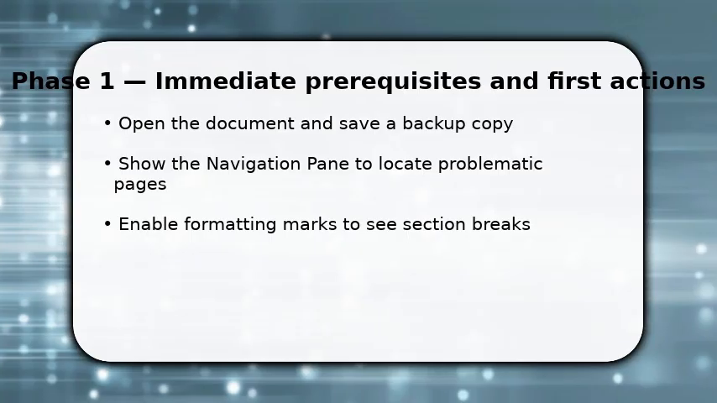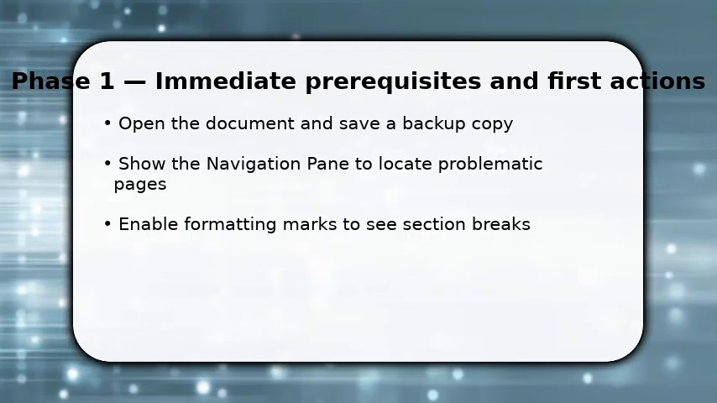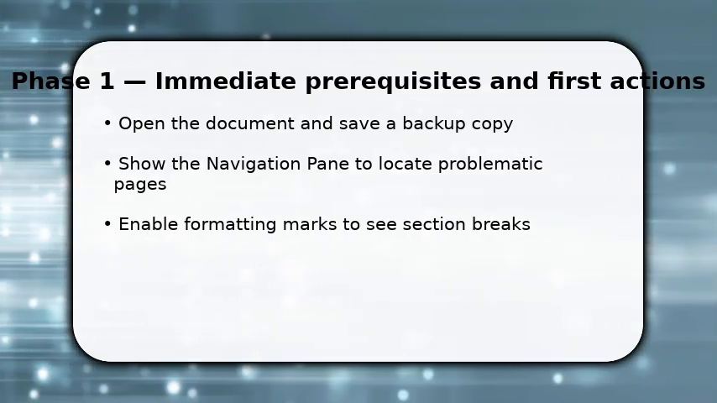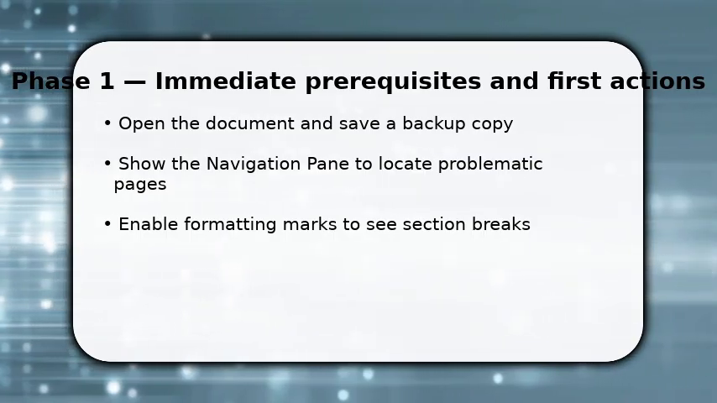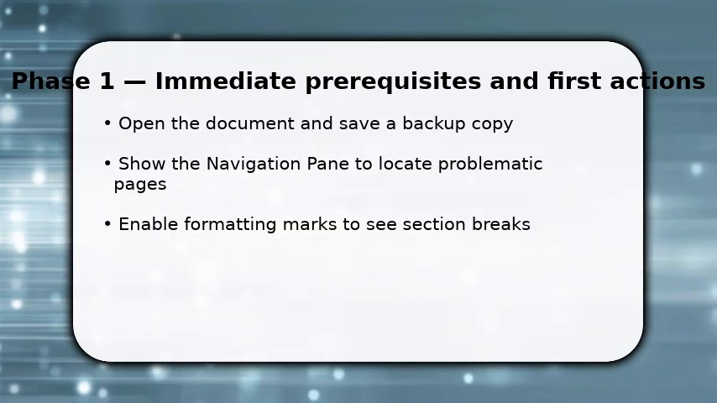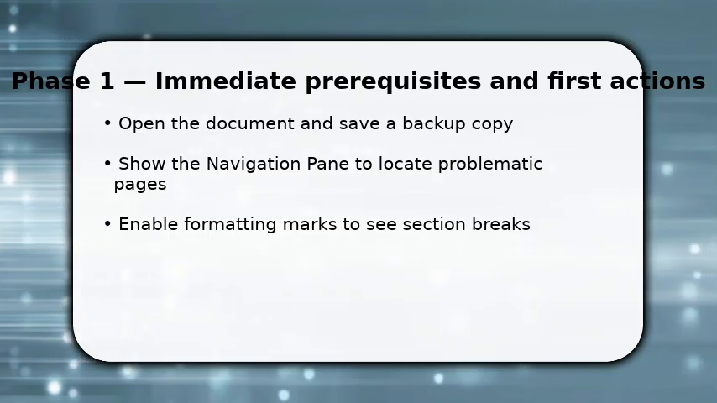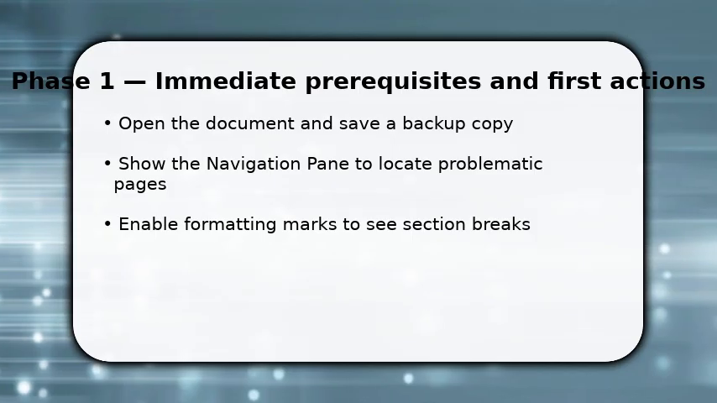You start by opening the file and saving a backup copy. That keeps you safe if you need to revert. Next, display the navigation pane to find the pages with wrong numbers and turn on formatting marks so you can see hidden breaks and manual page breaks.